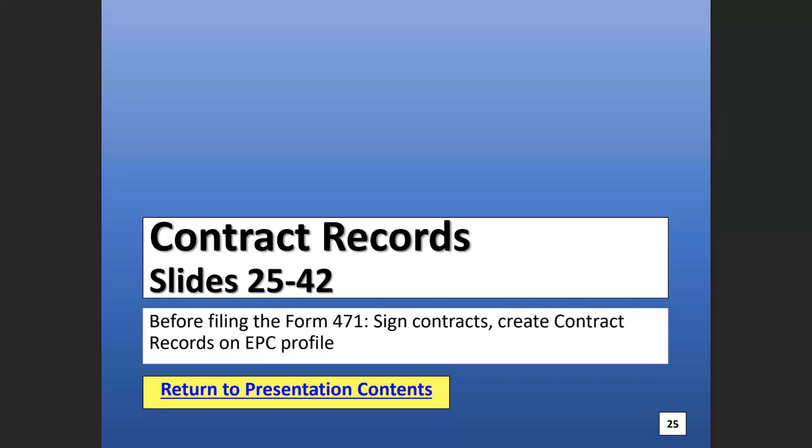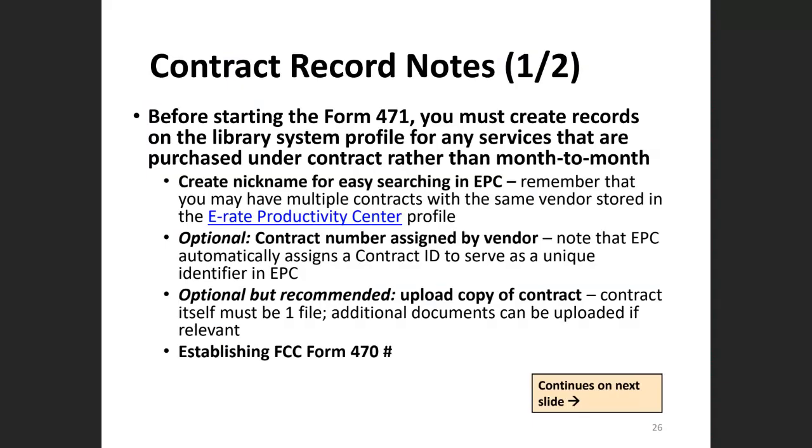All right, for contract records, I'm just going to mention this really briefly, because in a few minutes, I'll be doing a screen share and I will demonstrate how to complete a contract record. So if you have a service under contract or some kind of agreement, particularly one that you had to sign, you do need to create a contract record as part of your library's profile before you get to the Form 471 application. The reason you do that is that in the event that you have a multi-year contract, instead of having to re-enter all the details each year on the specific Form 471 application, you have a separate record that you can refer to over and over again. And all of the paperwork, all that information is saved from year to year.